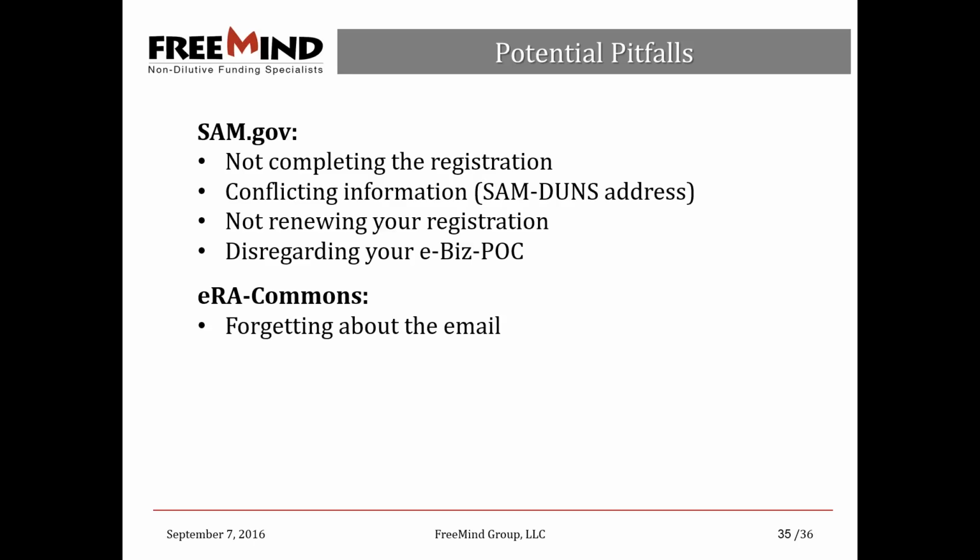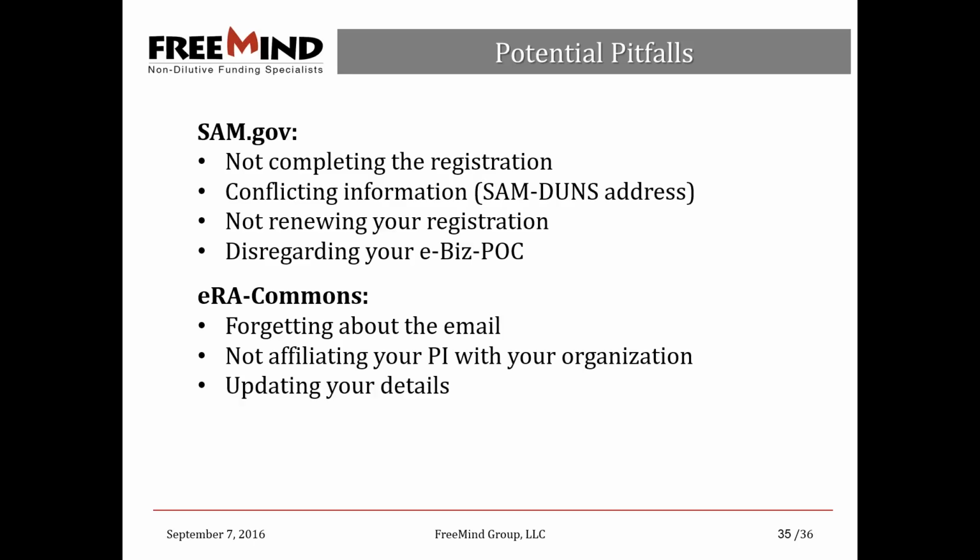Okay, so now ERA comments. You have to remember that even though you're done with the first step of the registration, you'll be receiving an email approving your ERA Commons account within 2 to 3 weeks from the first day of starting this process. You have to remember to affiliate your PI with your organization, otherwise submitting the application will be difficult.